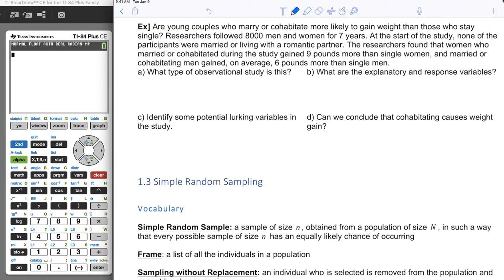Next example, are young couples who marry or cohabitate more likely to gain weight than those who stay single? Researchers followed 8,000 men and women for 7 years. At the start of the study, none of the participants were married or living with a romantic partner. The researchers found that women who married or cohabitated during the study gained 9 pounds more than single women, and married or cohabitating men gained on average 6 pounds more than single men. What type of observational study is this? Well, a group of people with some similarity were followed over a very long period of time. That is called a cohort study.